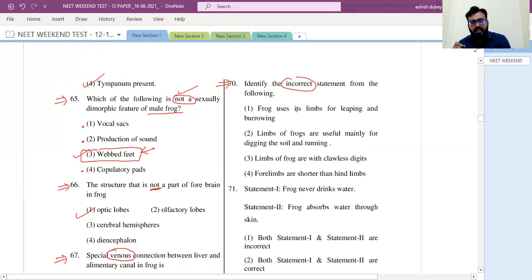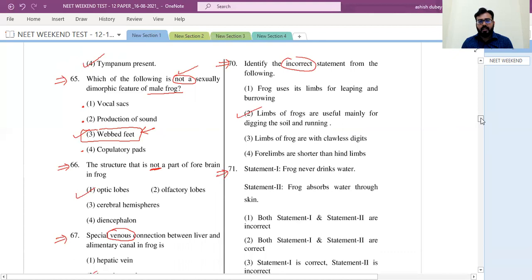But okay, third option, limbs of frog are with clawless digits. Yeah, claws are not present there. Forelimbs are shorter than the hind limbs. Yes, and hind limbs are more muscular than the forelimbs. Yes, it is also true. But the second option is having some incorrect thing in this. They do not run. Okay, so second will be the answer.